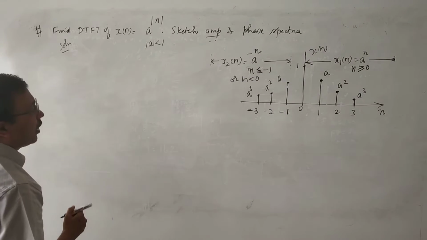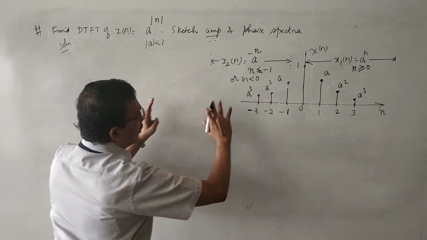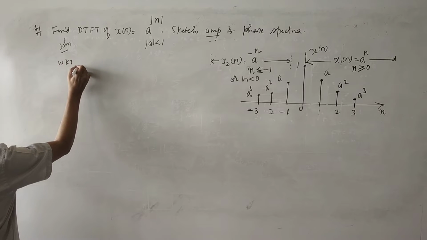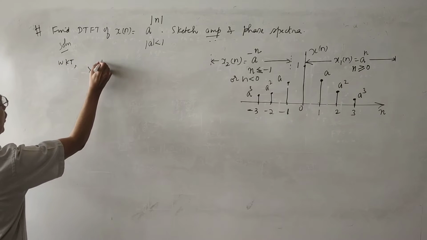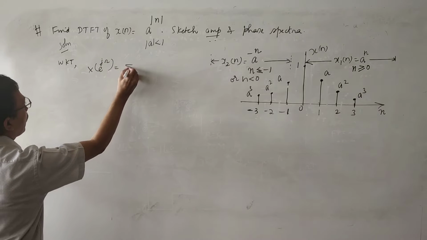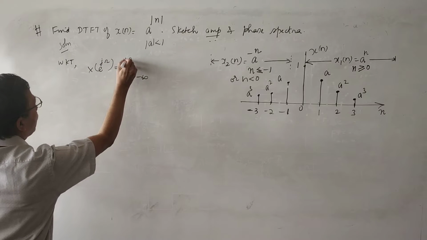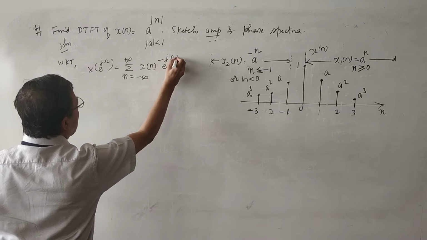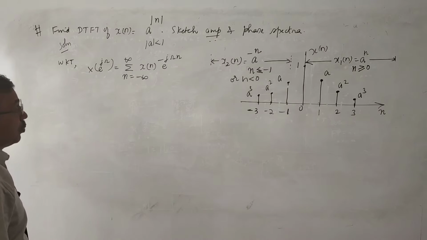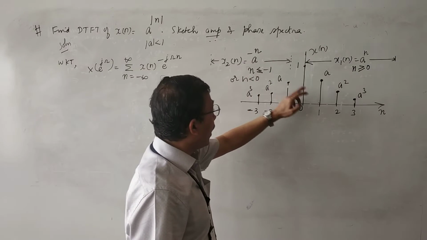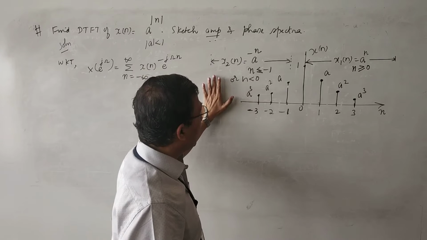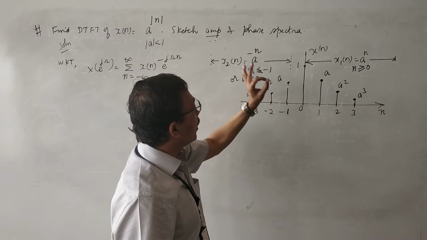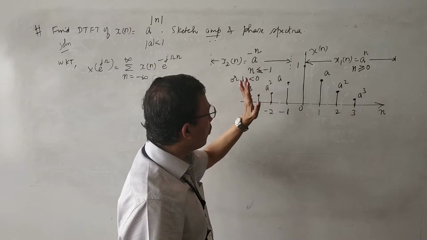The solution starts now, by referring to this figure. We know that x of e power j omega equals summation n equals minus infinity to plus infinity x of n into e to the power minus j omega n. Please note that this x of n has all real samples, therefore it's a real signal. It's also an even signal. DTFT of a real signal which is even is purely real.